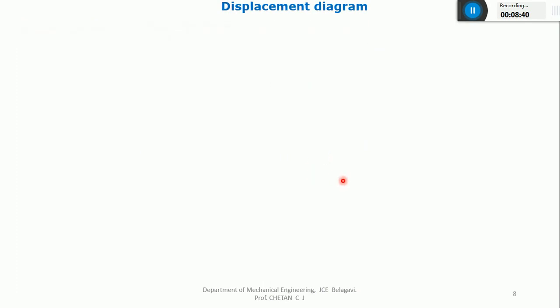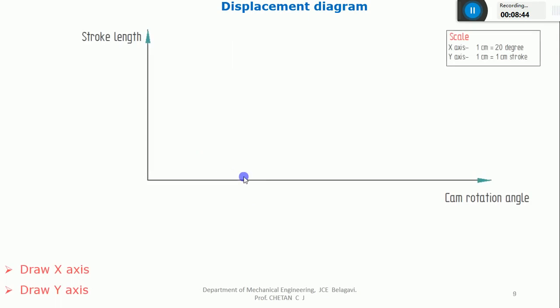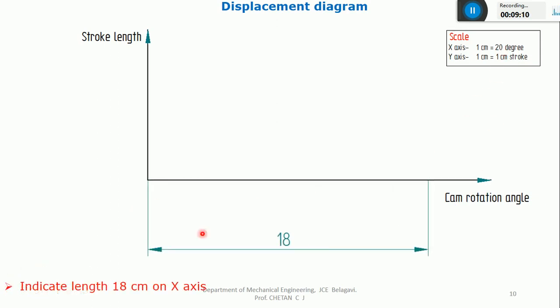Okay. So first, I'll indicate the x-axis and y-axis. Along the x-axis, I'm taking the cam rotation angle, and along the y-axis, I'm taking the stroke length. In total, I want 360. Along the x-axis, I'll take 1 centimeter equal to 20 degree. Along the y-axis, I'll take 1 centimeter as 1 centimeter stroke length. Along the x-axis, I want 360. It means 360 by 20 is 18 centimeter.